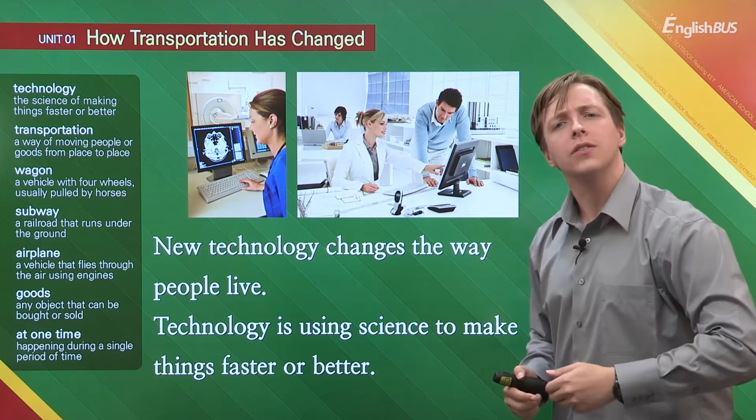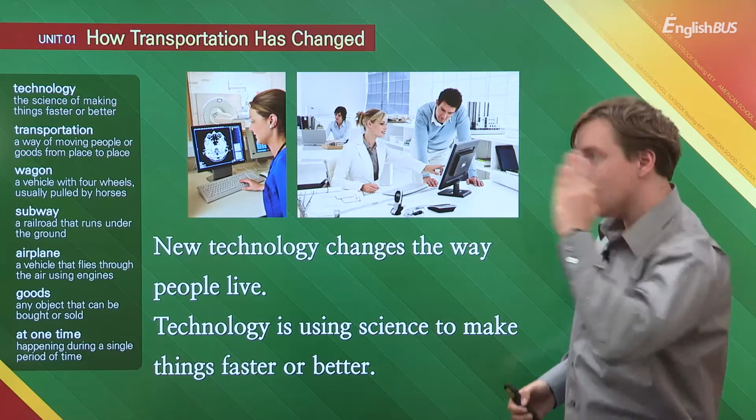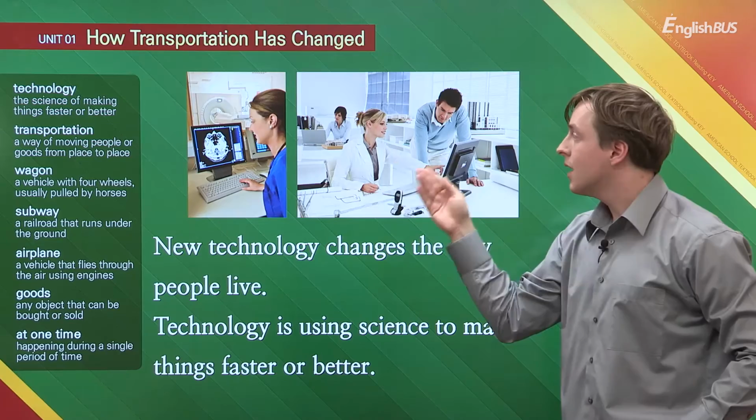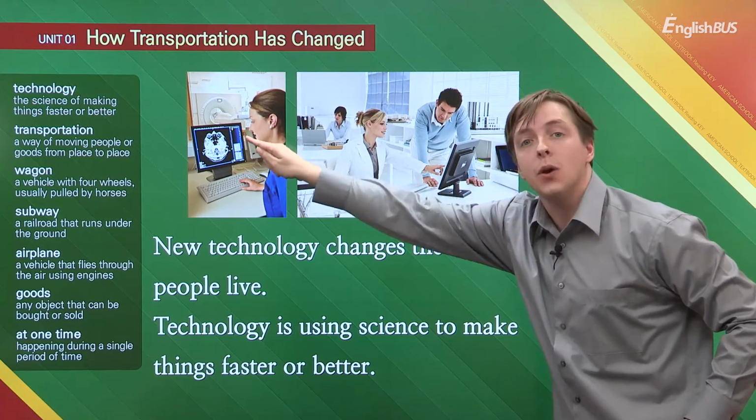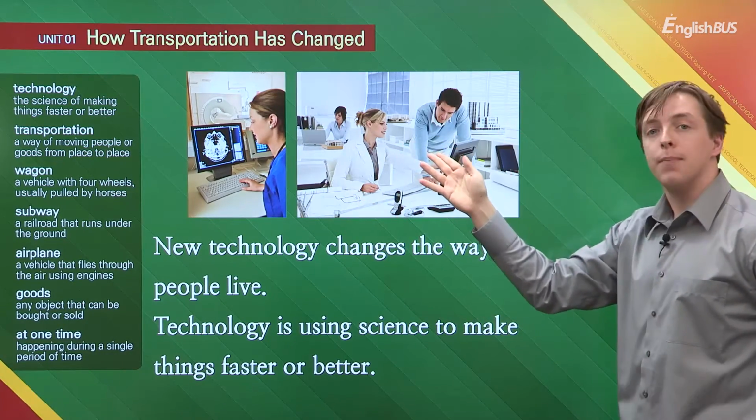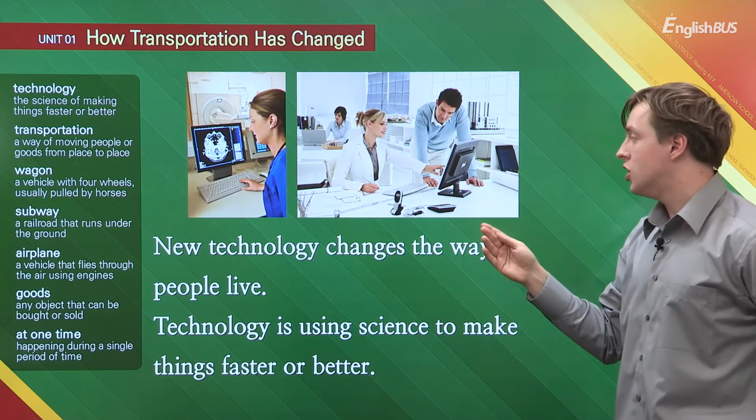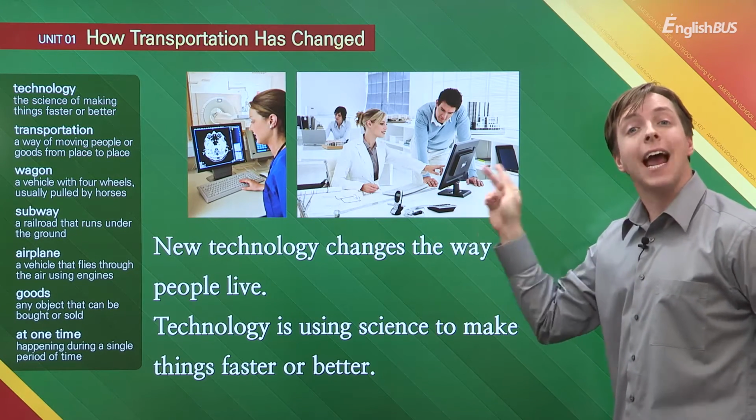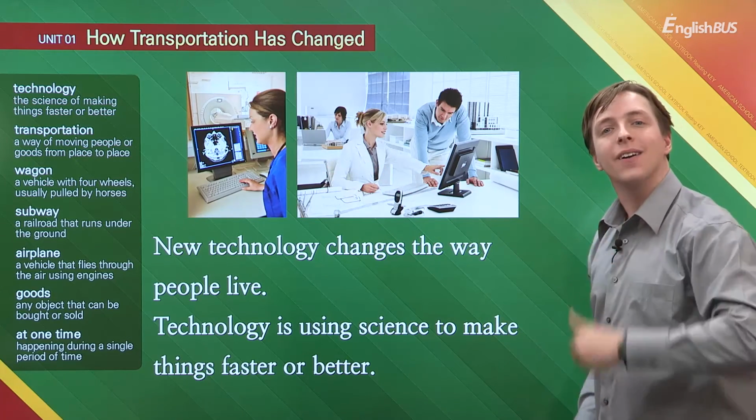How does it do this? Technology is using science to make things faster or better. Like in these pictures. Here, this woman uses technology, this computer, to help with medicine. And here, these people are in a business. But look, they use technology, a computer, and a telephone. This technology makes their business faster and better.